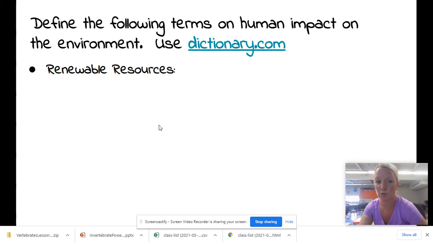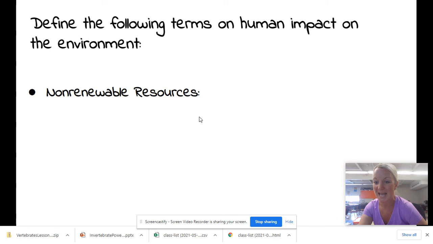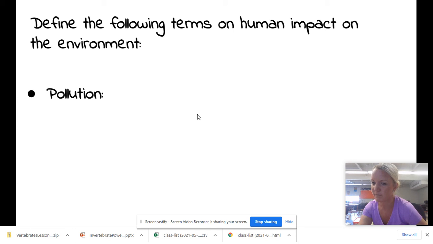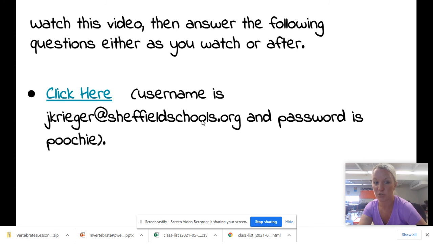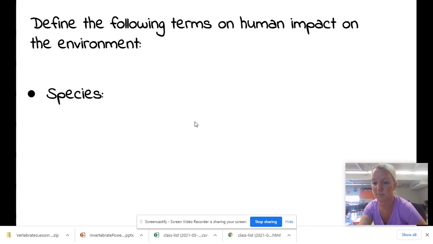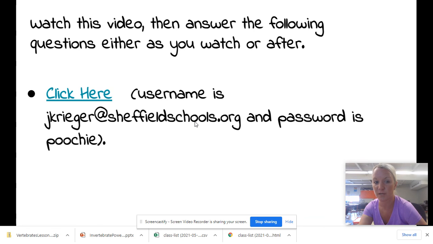And then shortly, you'll be defining a couple vocabulary words, all human impact related: renewable resources, non-renewable resources. What is the true definition of pollution? Conservation. We read about this in our science book. Species. So there are 5 terms that you'll define and insert a picture.